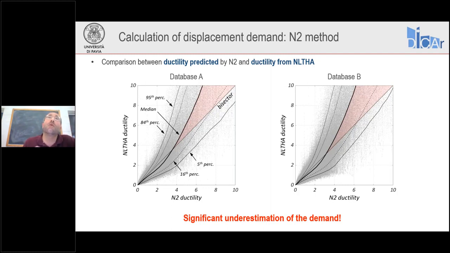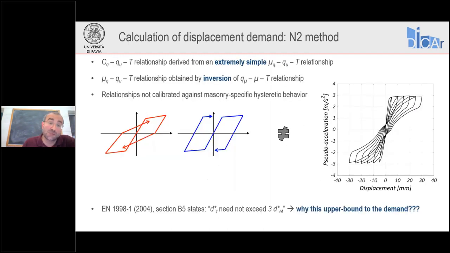And we can see similar results with both databases of ground motions. So it's not a matter of what ground motions we have used. The two databases are independent. But even if you're using different ground motions, we find more or less the same trend. So this is a problem of the method. Why do we have these problems? Well, there are a few reasons.